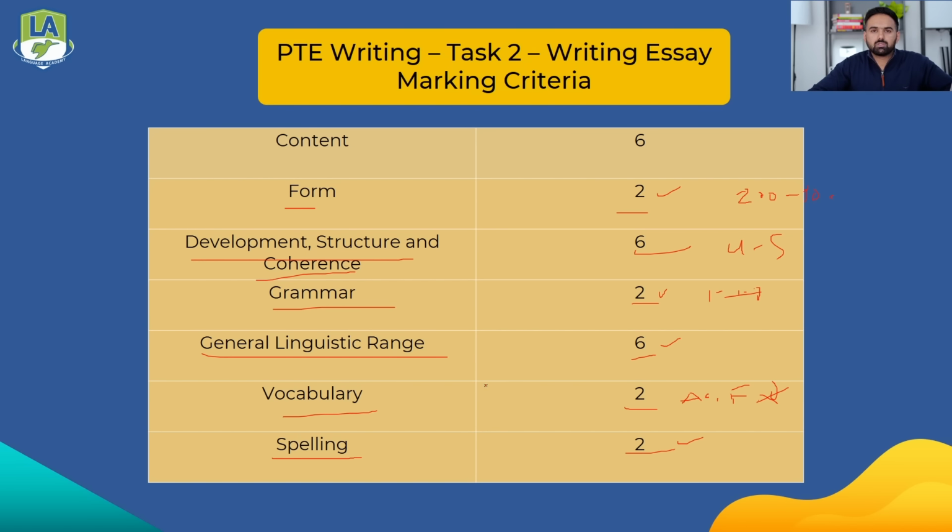6 points for general linguistic range. This means that you write your response in such a way that you are able to express what you're trying to write or say, and it is easily understandable by the other person as well. For this, you have to use words which you can easily frame sentences of. It means you don't have to write over complex or over complicated sentences that the checker or the examiner is not even able to understand you. For this, just keep it simple, address the topic properly, you'll be fine.